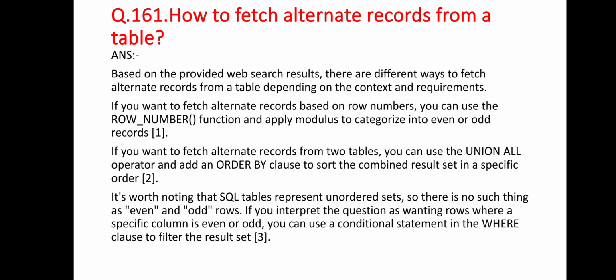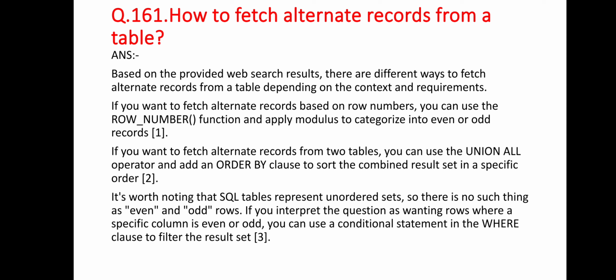There are different ways to fetch alternate records from a table depending on the context and requirement. If you want to fetch alternate records based on row numbers, you can use the row number function and apply modulus to categorize into even or odd records. If you want to fetch alternate records from two tables, you can use the union all operator and add an order by clause to sort the combined result set in a specific order.